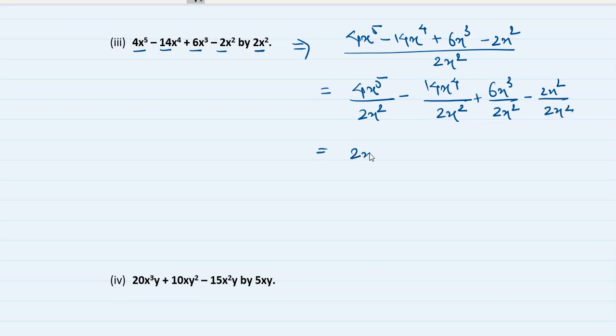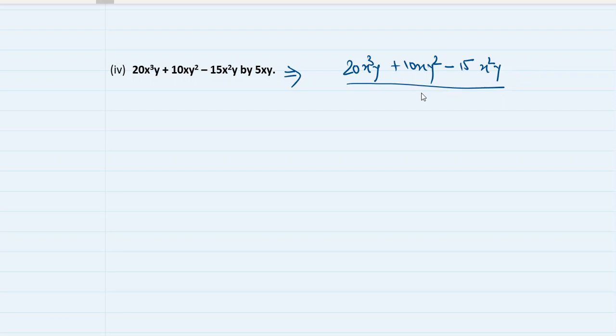So this becomes 2x cube. 2x cube. This 2 gets cut with this 4, you get 2 here, and x square and x to the 5 get cut and you get x cube over here, right? So I wrote 2x cube directly. Can you tell yourself directly what will come here when you divide these two terms? 14 divided by 2 is 7, x raised to 4 divided by x raised to 2 is x raised to 2. What about here? Plus 6 divided by 2 is 3, x cube divided by x square is x. Minus 1. So that's basically what you get.